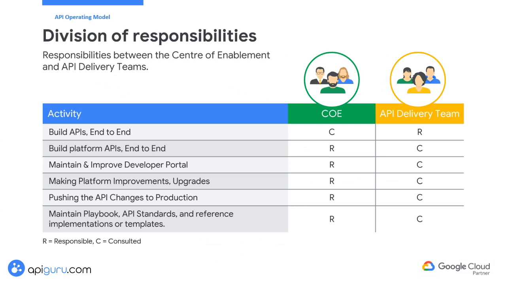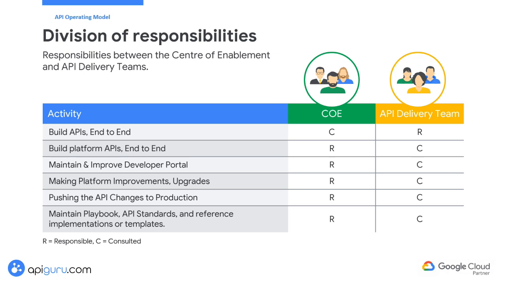The API delivery teams are entirely responsible for building APIs from start to finish, and they may seek advice from the Center of Enablement as needed. Conversely, the Center of Enablement is fully accountable for maintaining and enhancing the developer portal, implementing improvements to the API platform, deploying API changes to production, and upholding the playbook, API standards, and reference implementations or templates.